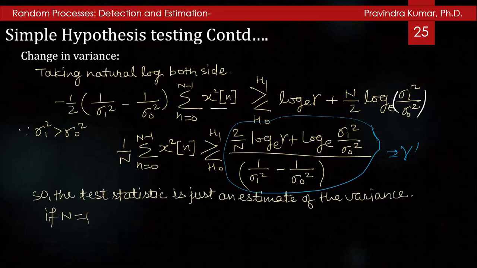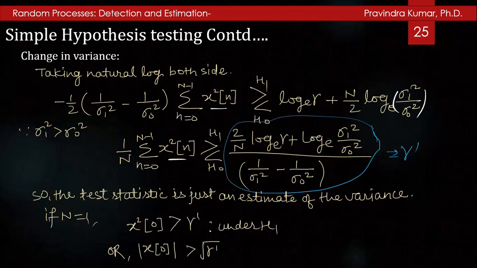So the test statistic is just an estimate of the variance. This is the variance, x square[n]. So if N is equal to 1, the variance x naught square will be greater than gamma dash under hypothesis H1, or the mode of x naught is greater than under root gamma dash. So we will decide H1.